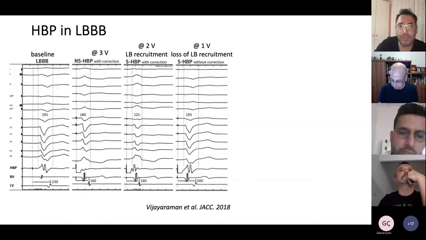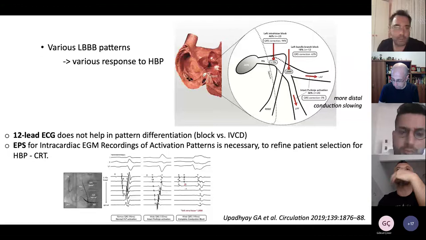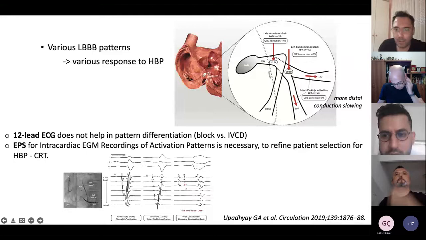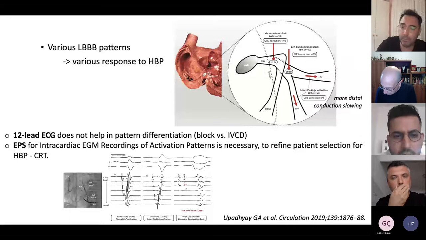The problem is that using only the 12-lead ECG, we cannot predict which patients can benefit more and have a corrected LBBB. That is because when we use the 12-lead ECG, we don't know where the block exactly is. Is it a block at the level of the His, or is it an intraventricular conduction delay? In that case, an EP study with intracardiac recordings may be more helpful.